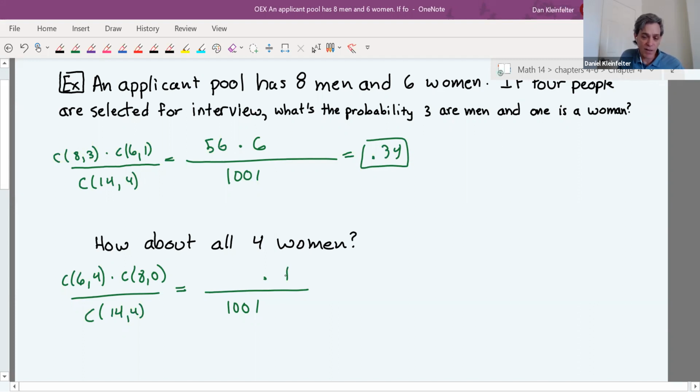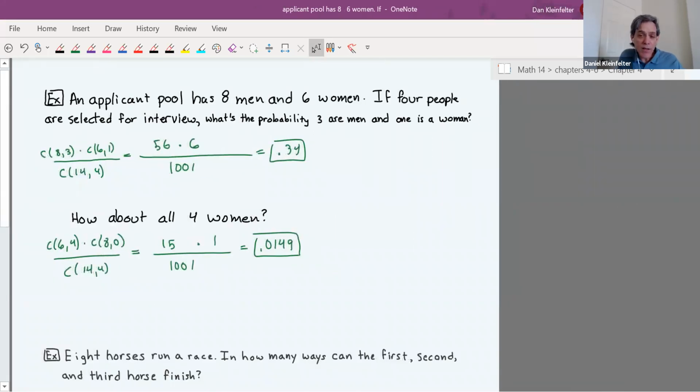I'll leave it to you to run the formula for that. But out of 8 men, we're choosing none. There's only one way for that to happen. Out of the 6 women, 4 are chosen. And so there's 15 ways that can occur. Okay, so about 0.0149. So here, about a 1.5% chance of getting all 4 women in that case. All right. So this has been our first example involving a probability where we've used a combination.